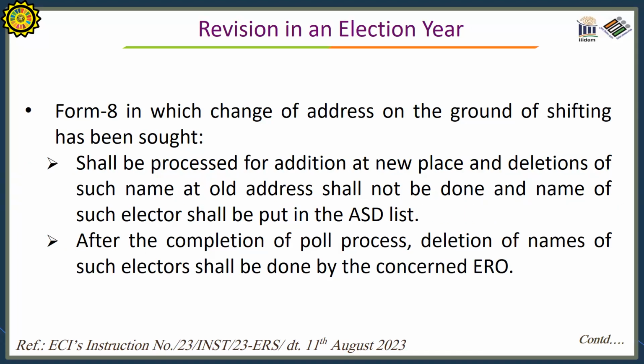Form 8 in which change of address on the ground of shifting has been sought shall be processed for addition at the new place, and deletion of such name at the old address shall not be done; the name of such elector shall be put in the ASD list. After the completion of the poll process, deletion of names of such electors shall be done by the concerned ERO.